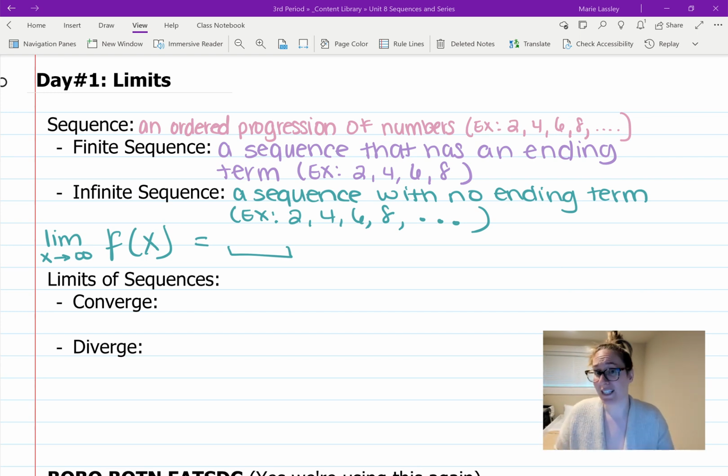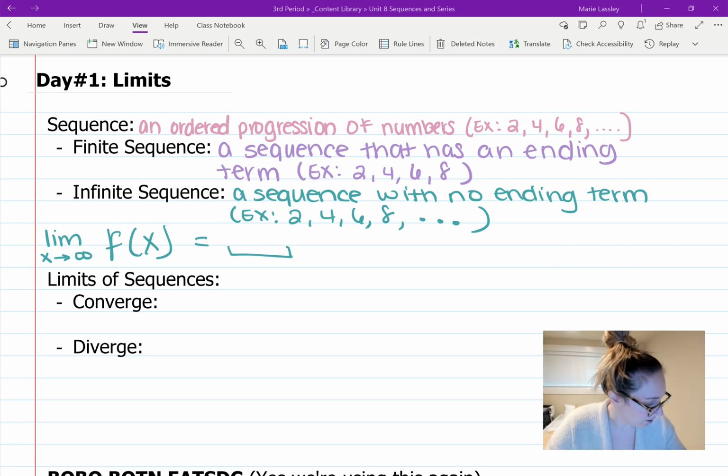But it's not actually going towards a number. There are sequences, though, that do approach a specific number. For instance, 1 over n, where the number on the bottom is getting progressively larger every time. Those do eventually approach a value. So that's what we're going to be looking at. Limits of sequences: this is the value or term that a sequence approaches as it goes to infinity.